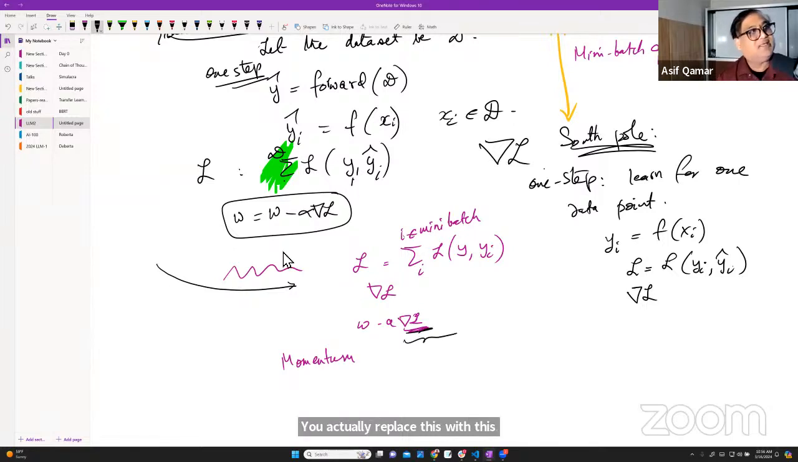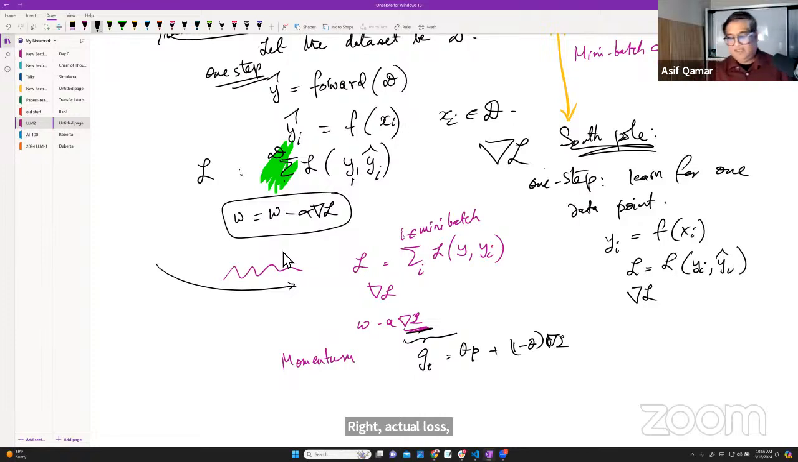You replace it with a different quantity, gradient t, which is partly coming from, let me just call it theta, plus 1 minus theta of the actual loss gradient. So you listen to the actual loss gradient a little bit, and you listen to the moving average, or the momentum that you have gathered so far, a little bit.